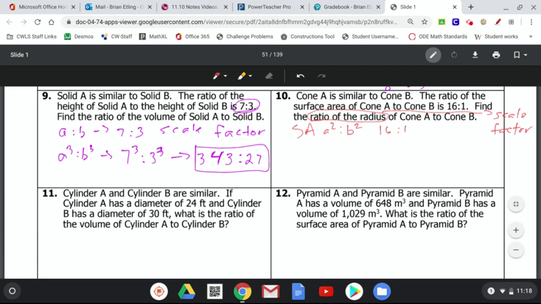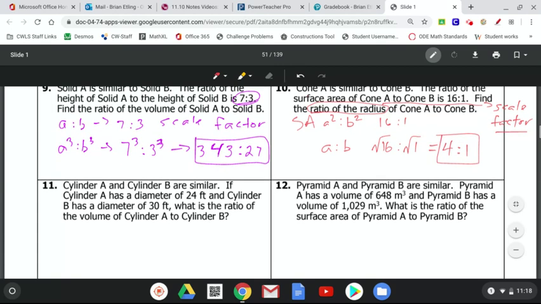So we know the surface area is A squared to B squared. We just want the scale factor because it's the ratio of the radius. So that's just going to be A to B. So all we're going to do is take the square root of 16 and take the square root of 1, okay? Going backwards. So the square root of 16 is 4. Square root of 1 is always just 1. So the ratio is going to be 4 to 1.